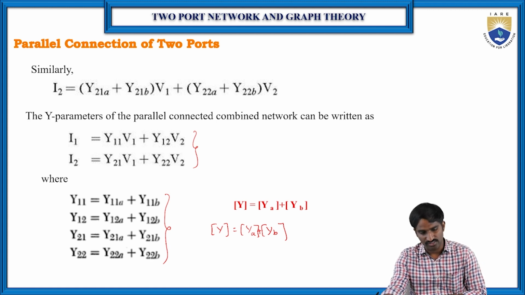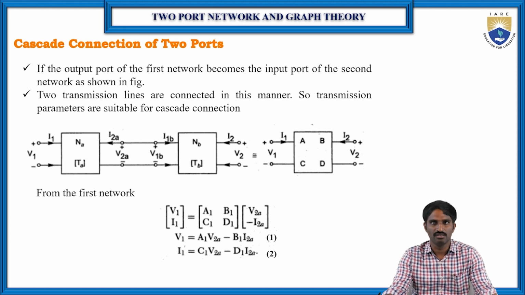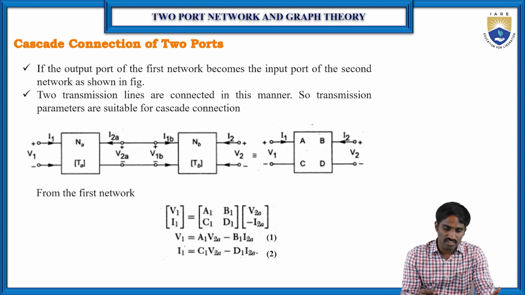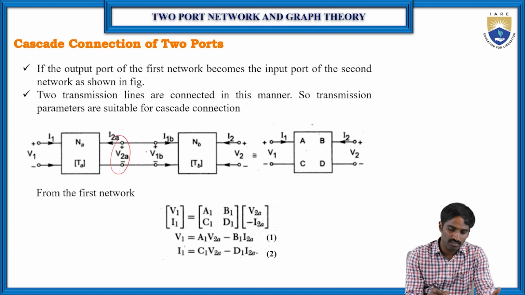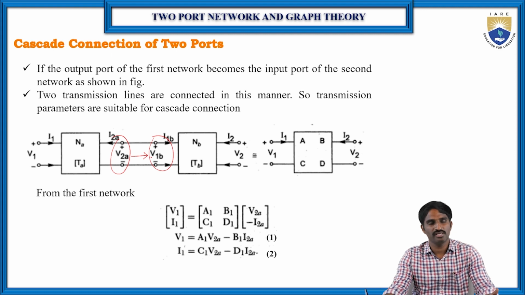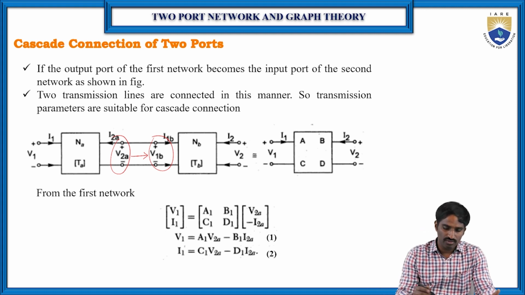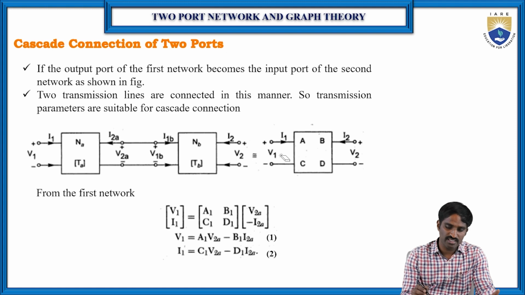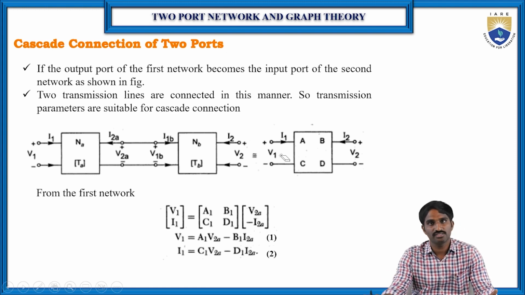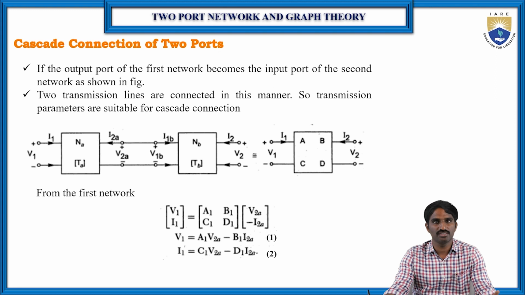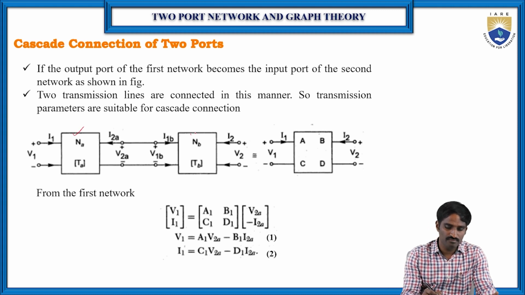About the parallel connection. Then coming to the cascade connection. The cascade connection is nothing but the output terminals of port 1 being the input terminals for port 2, like this. Then we call it a cascade connection. The most suitable parameters for the cascade connection are the transmission parameters, also called ABCD parameters. That is why in this case we consider the ABCD parameters to find the parameters of the resultant network. Here also, let us consider network A and network B.